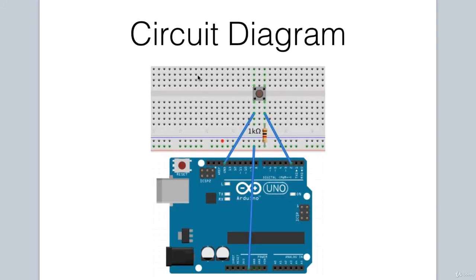Let's take a look at the circuit diagram for our project. It is very straightforward. We have a push-button switch. One end of the switch is connected to ground on the Arduino. The other end of the switch goes to pin 2 on the Arduino, and there is also a 1 kilo ohm resistor from that end of the switch to 5 volts. So we connect that to the 5 volt rail, and then we make our final connection from 5 volts on the Arduino to that 5 volt rail. That's it. Very simple circuit.